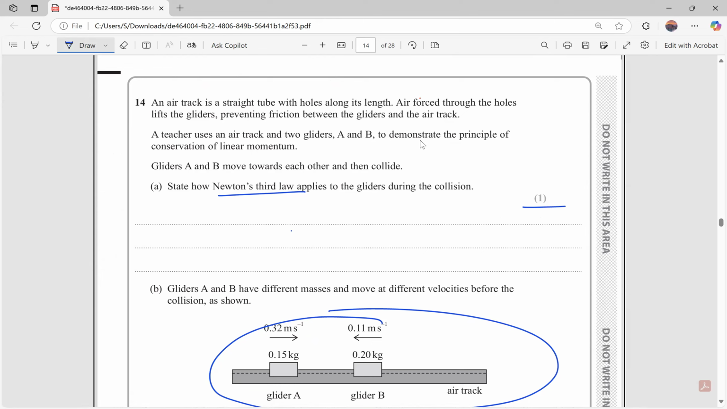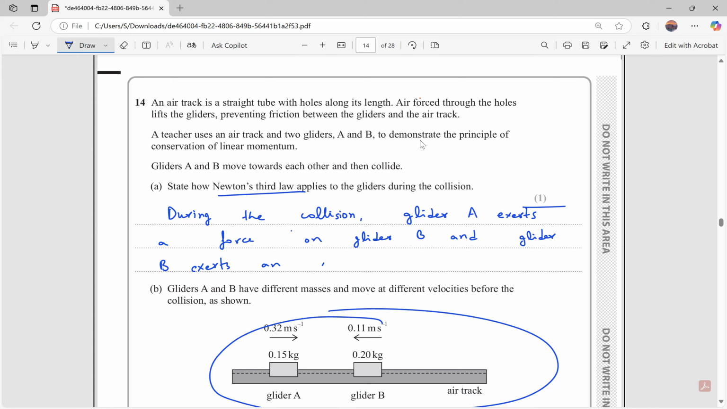So during the collision, glider A exerts a force on glider B, and glider B exerts an equal and opposite force on glider A. That's it. That's Newton's third law.